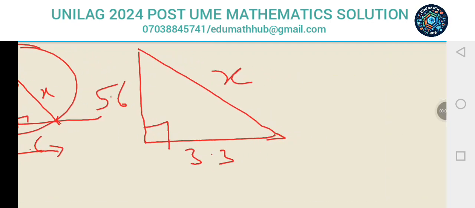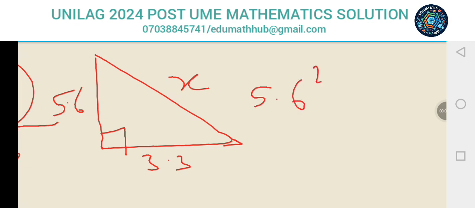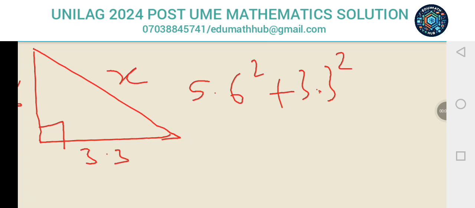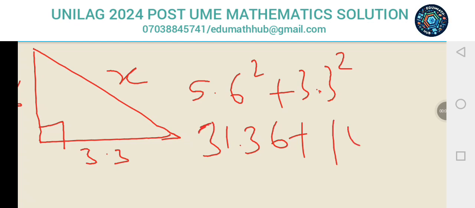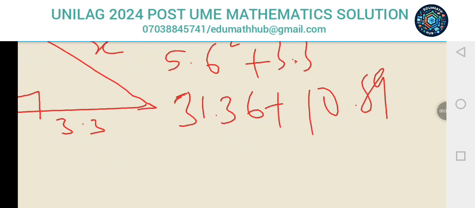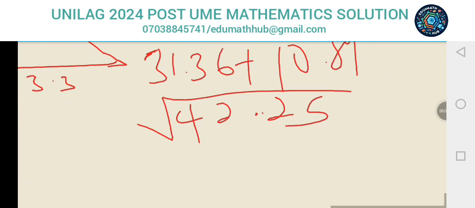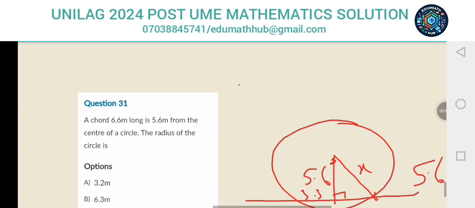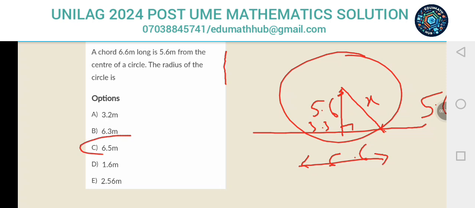So that is Pythagoras theorem. That will be 5.6 squared plus 3.3 squared, because x is the hypotenuse. I'm just going to solve this and take the square root. So 5.6 squared will give me 31.36, plus 3.3 squared will give me 10.89. Adding these two gives 42.25. At the end of the day, I'll take the square root of 42.25, which will give you 6.5 meter. So go to your options and look for 6.5 meter there. That's option C.